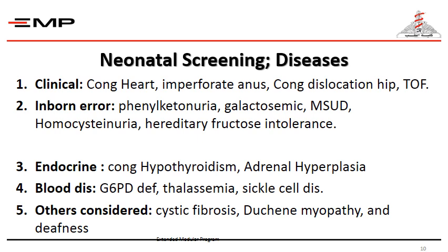The diseases that we are screening all neonates for include diseases discovered by clinical examination, like congenital heart disease, imperforate anus or congenital dislocation of the hip, or diseases that are discovered with laboratory investigation, which include inborn errors of metabolism like phenylketonuria, galactosemia, endocrine diseases like congenital hypothyroidism and congenital adrenal hyperplasia, blood diseases like thalassemia, and other diseases that might be considered in the future like cystic fibrosis, Duchenne myopathy, and deafness.